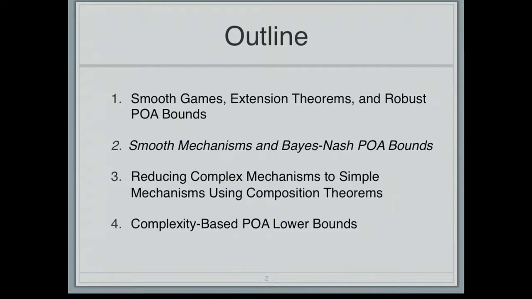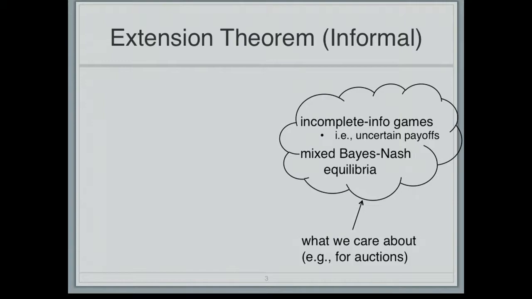All right. So remember the extension theorem approach to proving price of anarchy bounds for general sets of equilibria. You think about, okay, what do I want my theorem to say? What do I want my guarantee to be about? At the moment, we're thinking about auctions, so we're thinking about games of incomplete information. We should be thinking about Bayes-Nash equilibria. Bayes-Nash equilibria depend on the prior. What's the prior? Well, who knows? So we really like Bayes-Nash equilibria guarantees for arbitrary prior distributions. That's what we want our theorem to say.